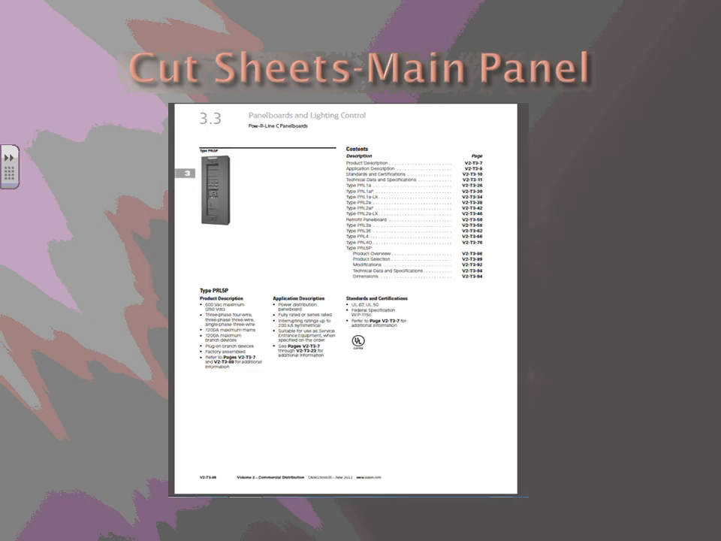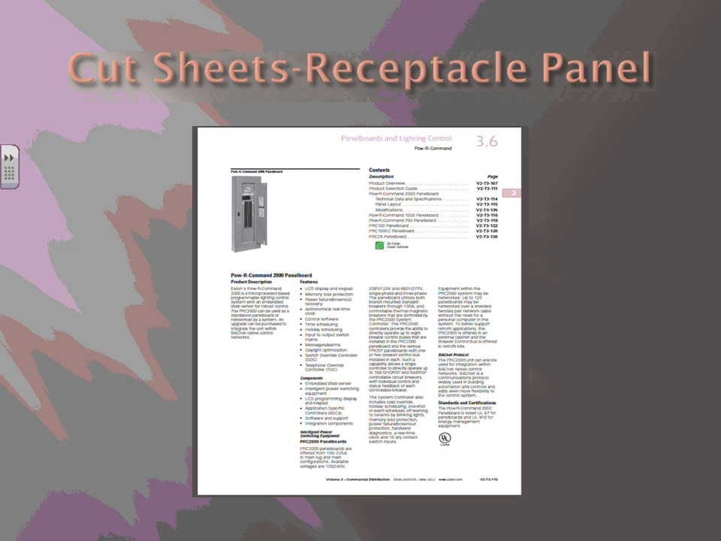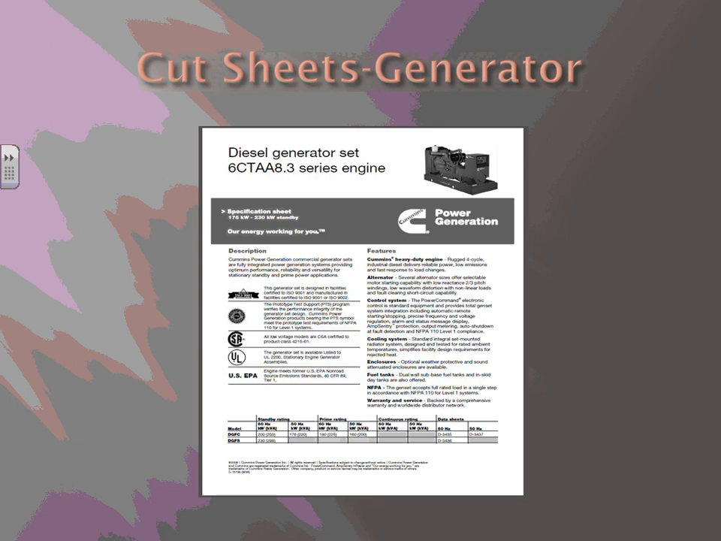Cut sheets: main panel, 100 amp main panel. Lighting panel, 200 amp. Receptacle panel, 100 amp. ATS. Generator.